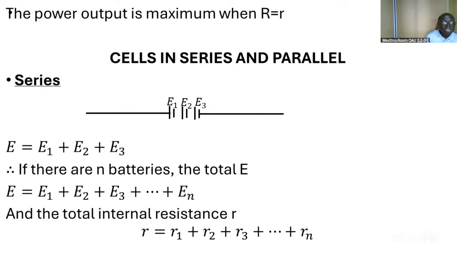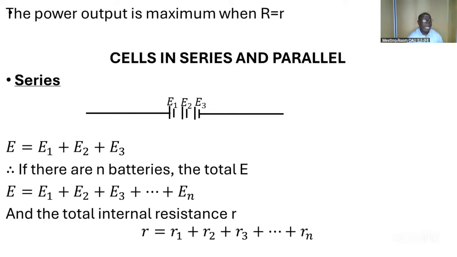E1 plus E2 plus E3. If they are connected in series, it is the sum. I've given you an example: you need a battery of 36 volts, but at home you only have three of 12 volts. So what you do is you connect them in series, and that's what we have done. So for series connection, the total electromotive force will be E1 plus E2 plus E3.